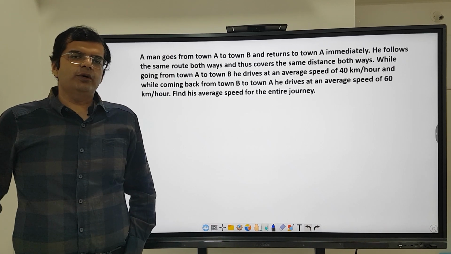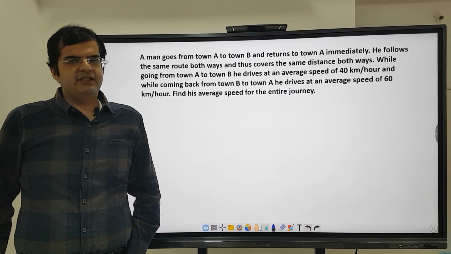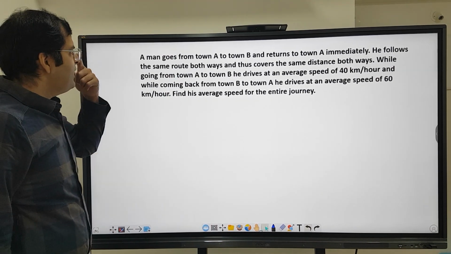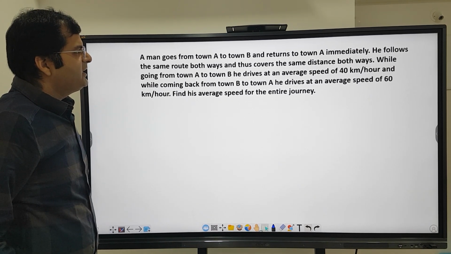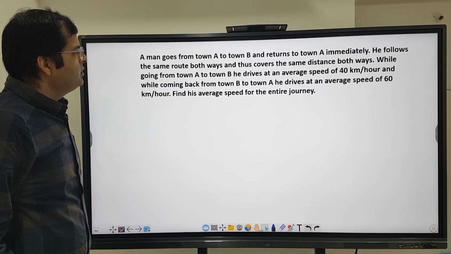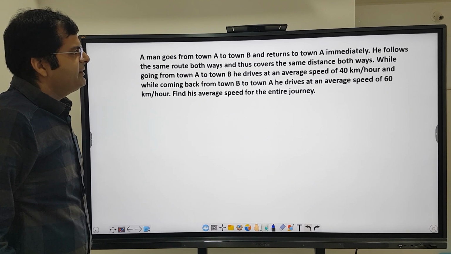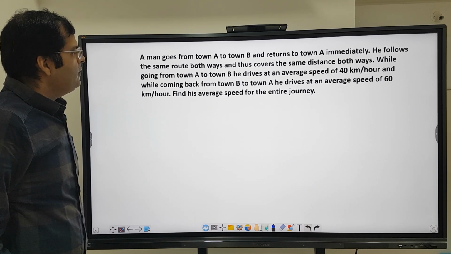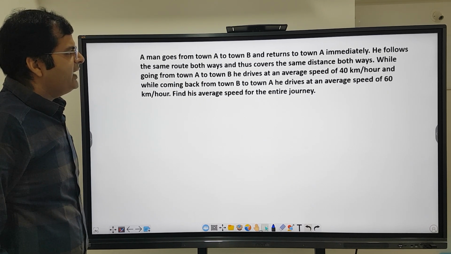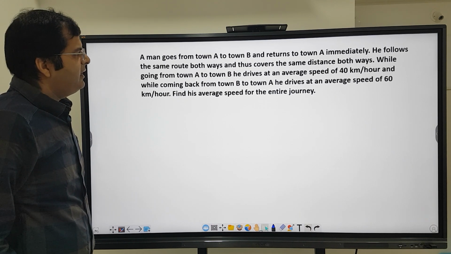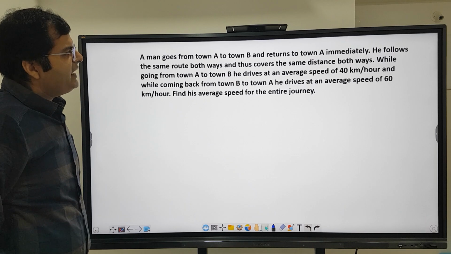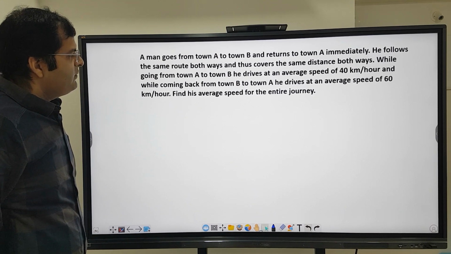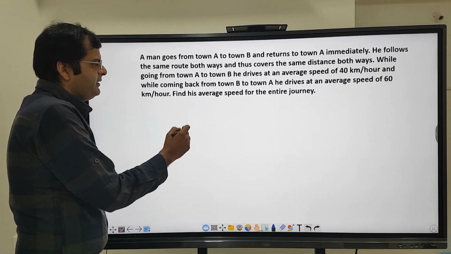So this is the 8th question of the time, speed, distance chapter. The question says, a man goes from town A to town B and returns to town A immediately. He follows the same route both ways and thus covers the same distance both ways. While going from town A to town B, he drives at an average speed of 40 km per hour, and while coming back from town B to town A, he drives at an average speed of 60 km per hour. Find his average speed for the entire journey.